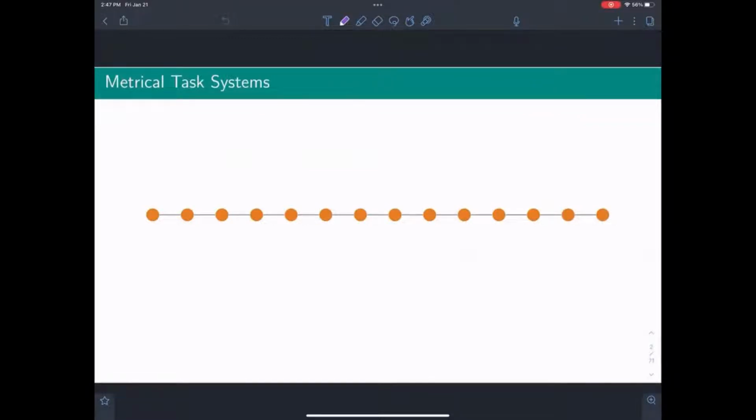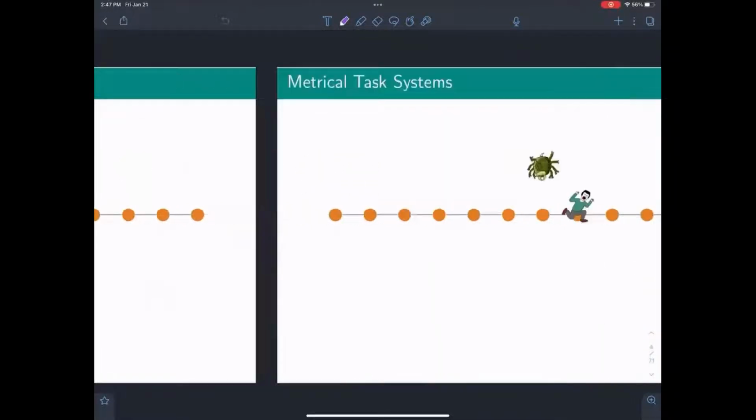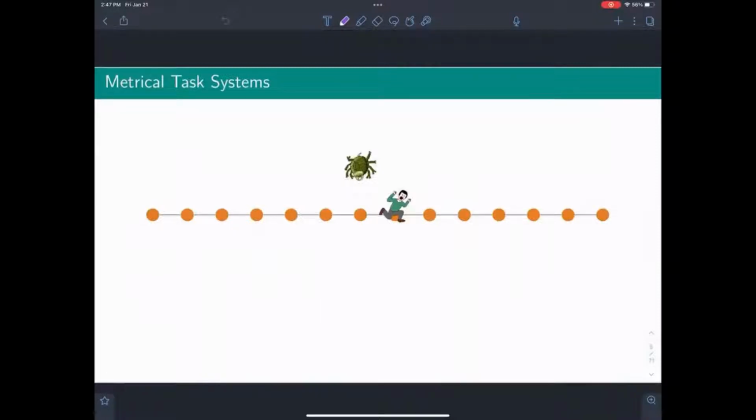So imagine we're given a metric space, in this case, the path metric, and that we are standing at a point in this metric. Now, at any point in time, a monster appears at some point in this metric, and if it appears at somewhere that we are standing on, we have to make a move, either to the left or to the right here. And if it appears at somewhere that we are not standing on, we don't have to take any actions. And we have to make these decisions online. We don't know what will happen in the future. And we would be paying a total cost of the amount of distance that we have traveled over time.